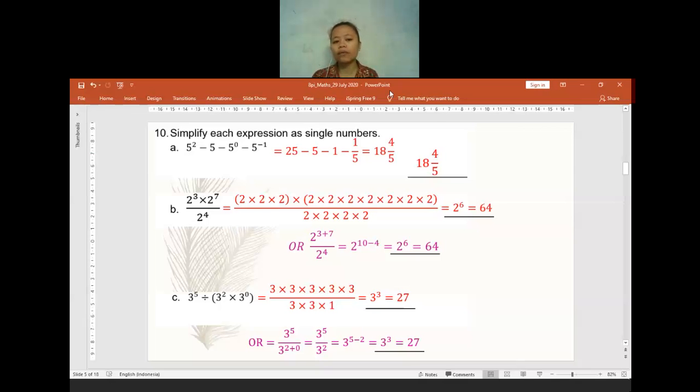Is there anyone who has a question for the 10A? Is there anyone? No? If you have no question, I will continue to the 10B.